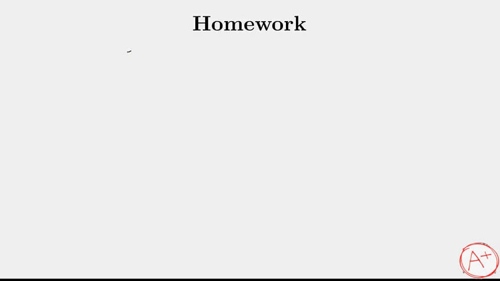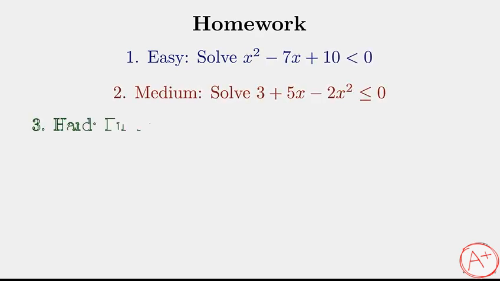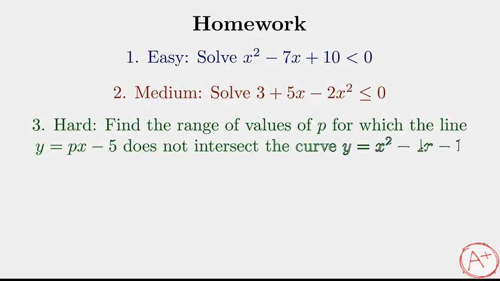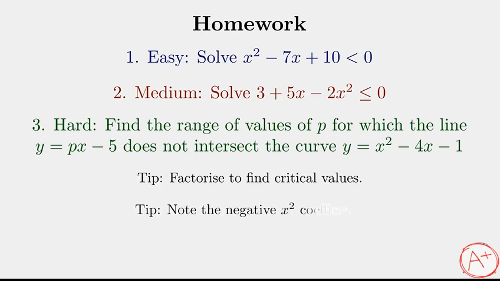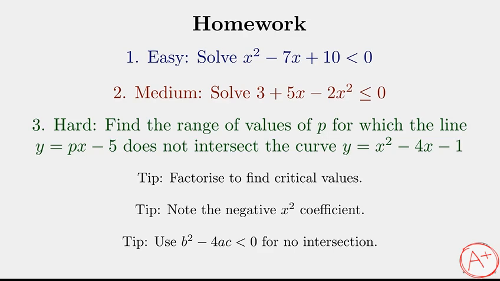It is time to test your understanding. Please pause the video now and attempt these 3 questions. The easy question requires a simple factorization and a single interval solution. The medium question involves a negative x squared term. Be careful with your graph orientation or your algebraic rearrangement. The hard question connects inequalities to the discriminant and coordinate geometry. Remember that does not intersect means the discriminant is less than 0. Take your time with these and resume when you are ready to check your solutions.